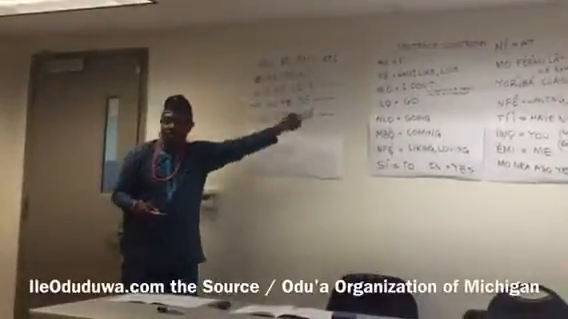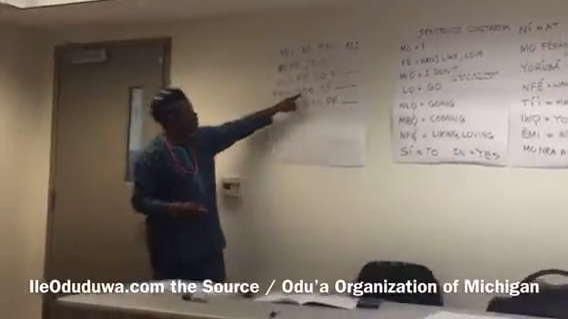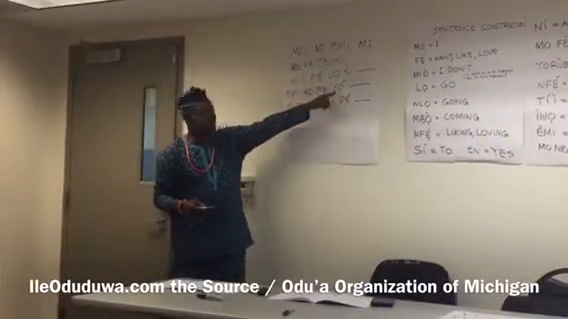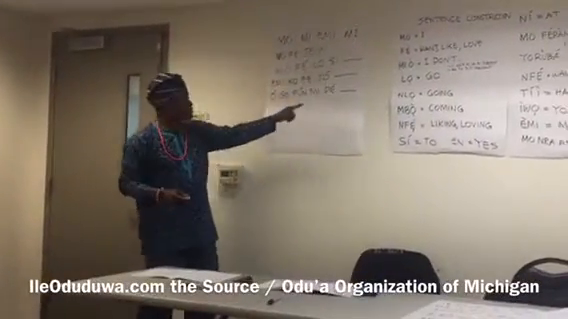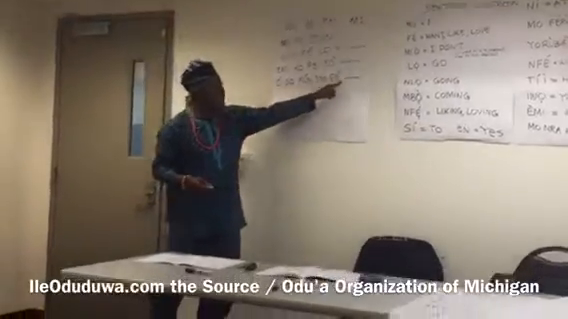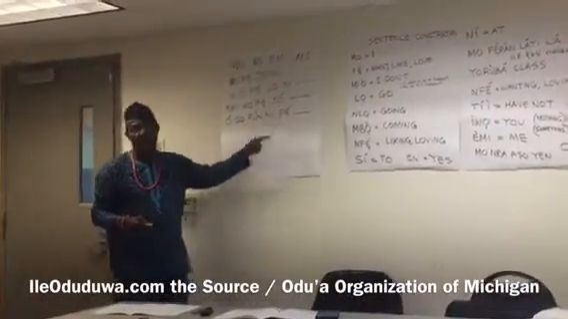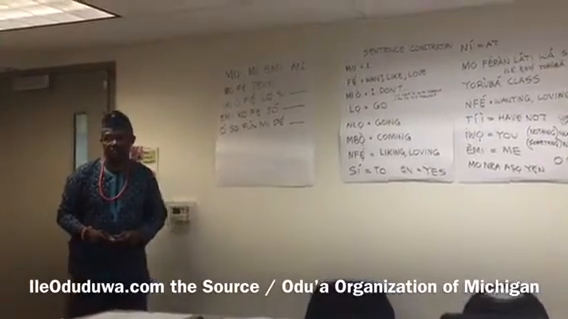Want to go to somewhere. Emi ko fe jo, I don't want to dance. Jo means dance in Yoruba. O so fun mi pe, he or she told me that, you know.